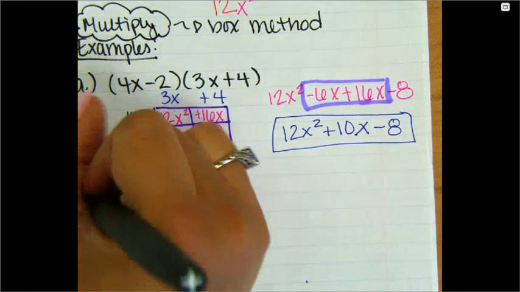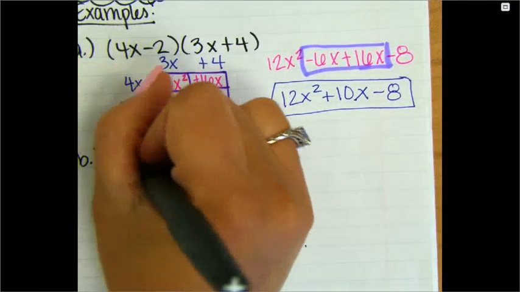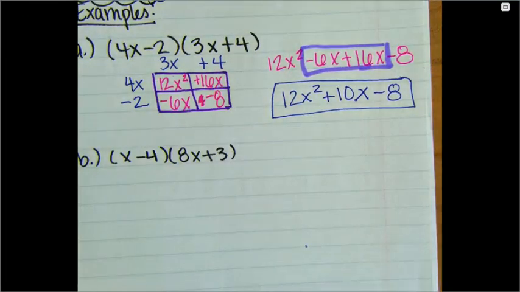All right, we're going to go to example B. You're going to do this one by yourself. You're going to multiply x minus 4 and 8x plus 3. x minus 4 and 8x plus 3.